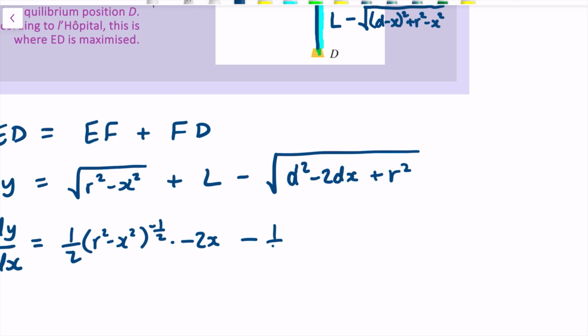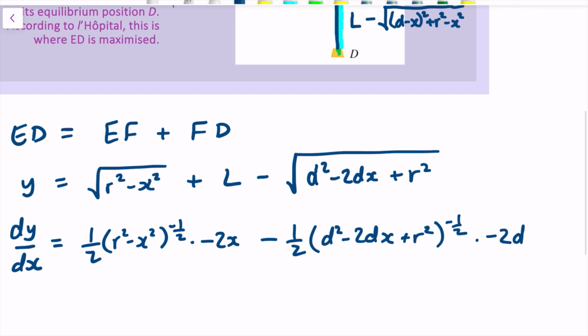And then we've got minus 1/2 d squared minus 2dx plus r squared, all to the negative 1/2, multiplied by the inner derivative of that expression, which is minus 2d, because we're differentiating with respect to x. Okay, now we want to make this equal to 0, because at a min or a max, we're going to get a stationary point, gradient equals 0.